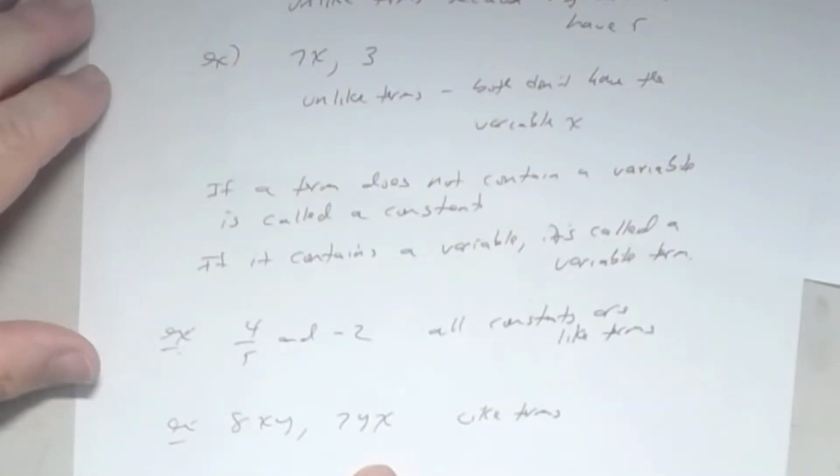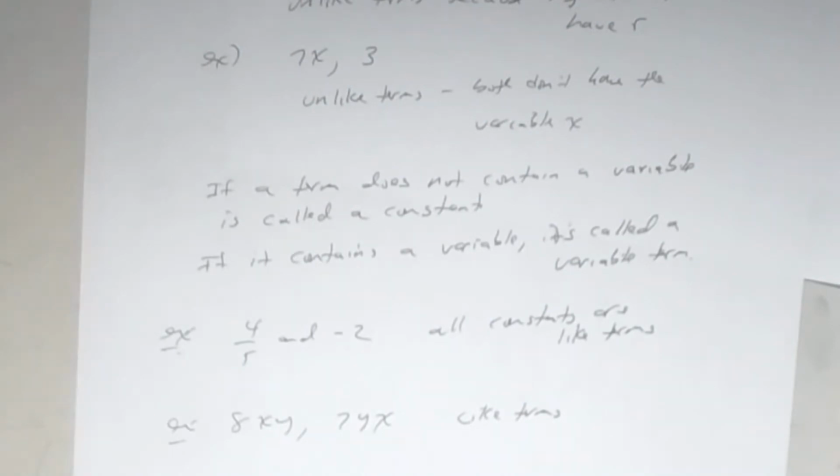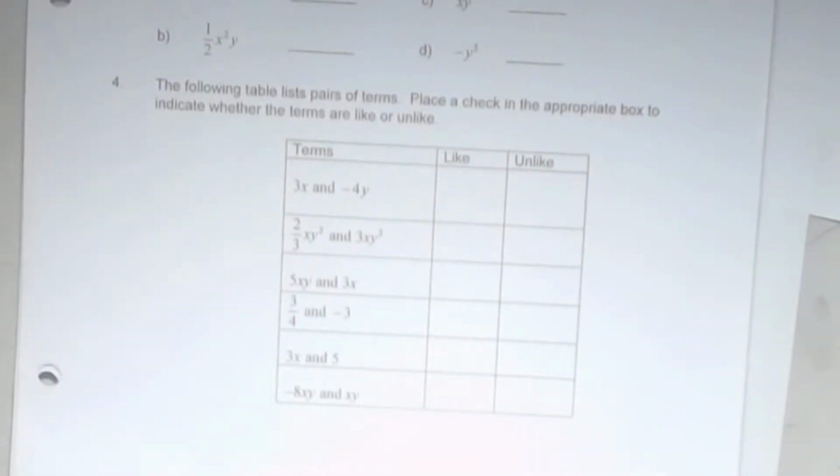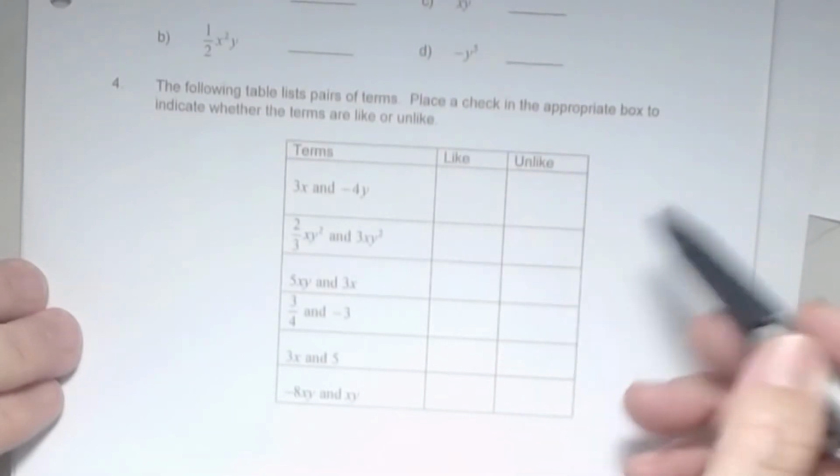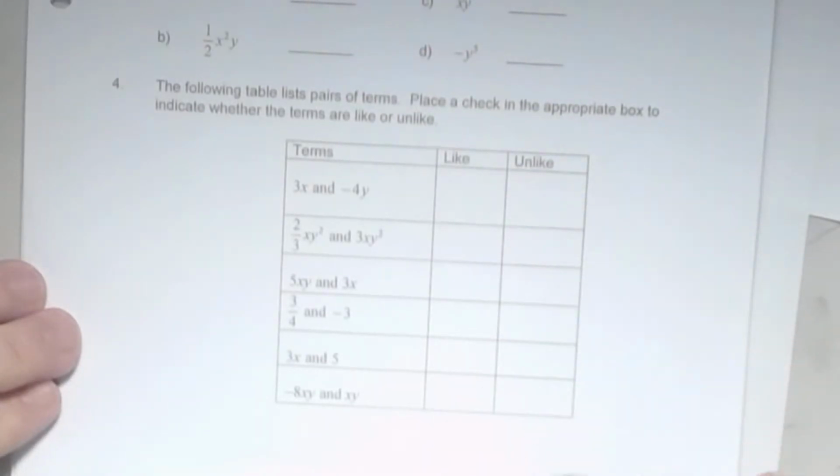You should be able to do the rest of these. So when I give you this worksheet, see this table right here? All you do is indicate whether they're like terms or unlike. So you just check them off, right? Like terms, unlike, like terms, unlike, like terms, unlike, and so on.